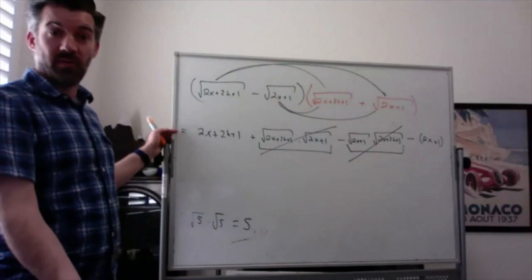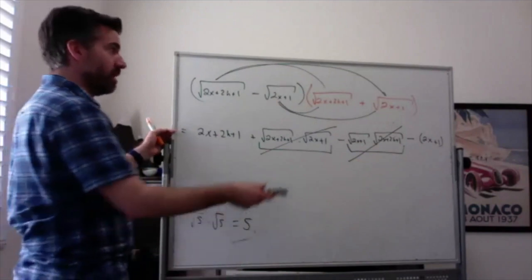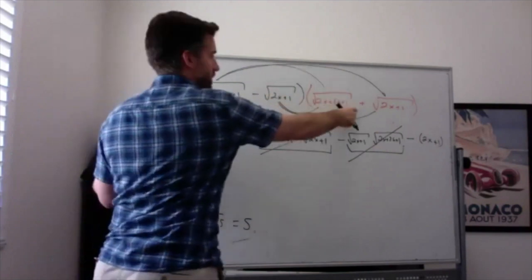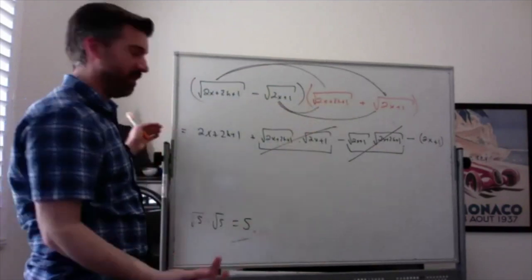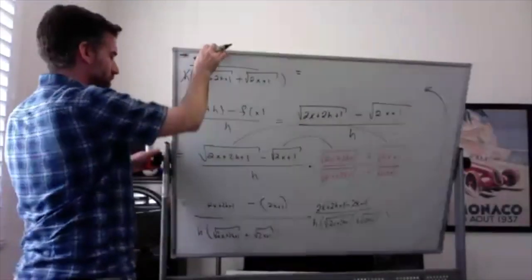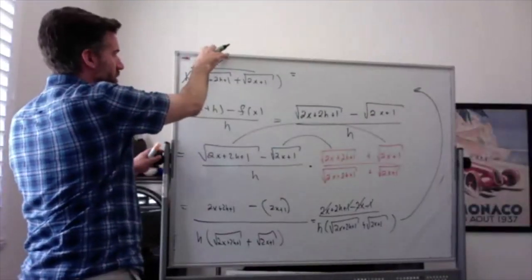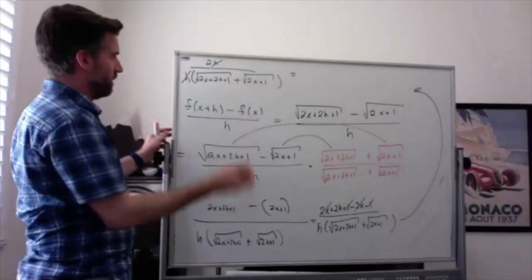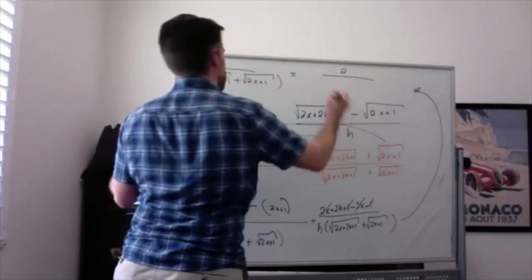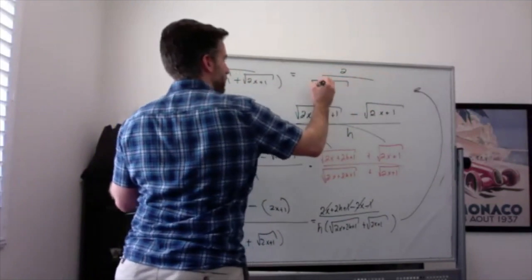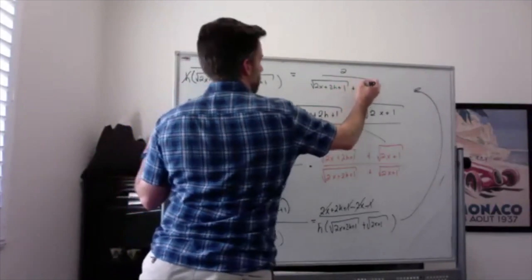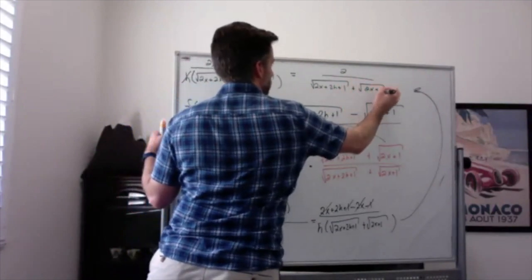So that's why we multiply by the conjugate and why it has to be a plus sign here. So that if you have a minus here, it has to be a plus here and vice versa, so that we get this kind of thing happening. So back to the problem. We're done pretty much, right? The h is canceled and we end up with 2 over the square root of 2x plus 2h plus 1 plus the square root of 2x plus 1.